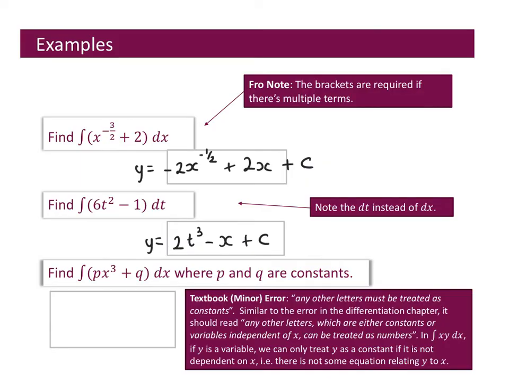Now in this question it clearly says that p and q are constants to be found, and this is with respect to x. So we treat p and q like we would if they were a number, yeah? So for example, increase the power by 1, divide by the new power. P divided by 4 is just p over 4.